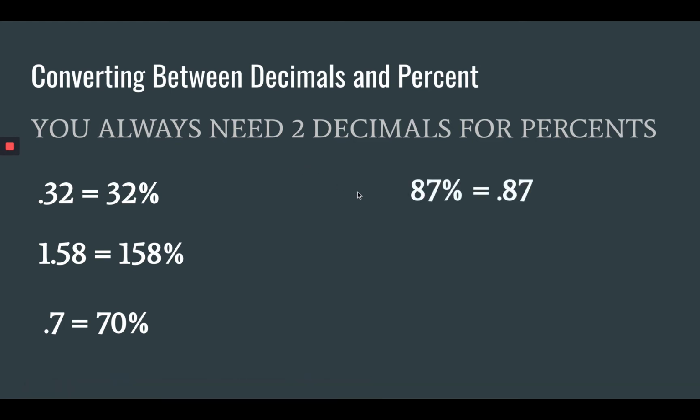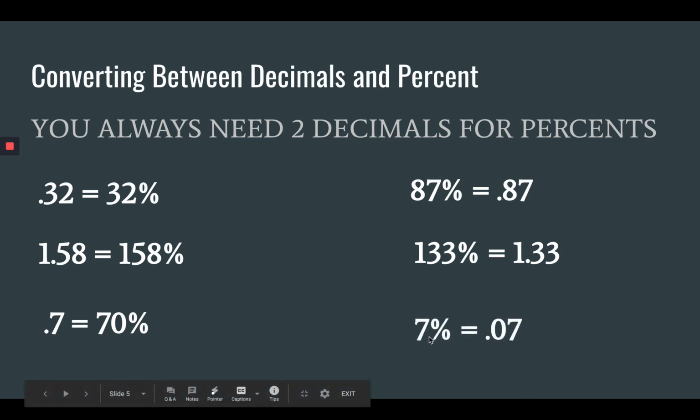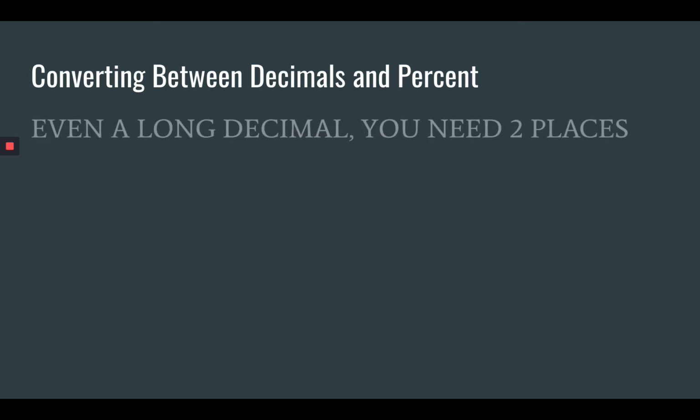Going the other way, this is where you'd move the decimal twice to the left. 87% is 0.87. To write 133% as a decimal, you'd write 1.33. And to write 7% as a decimal, you'd write 0.07. Even if you have a long decimal, you need 2 places.